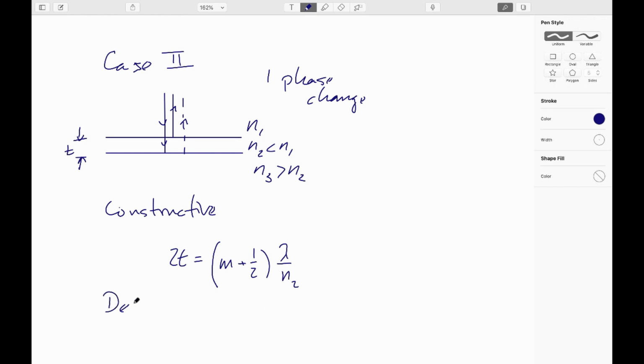And for destructive, you need it to be m lambda over n, because you want an integer number of wavelengths, and then the fact that one of them had 180-degree phase change will give you your destructive interference and make that color of light not reflect back, but only pass through. More on that in a moment.